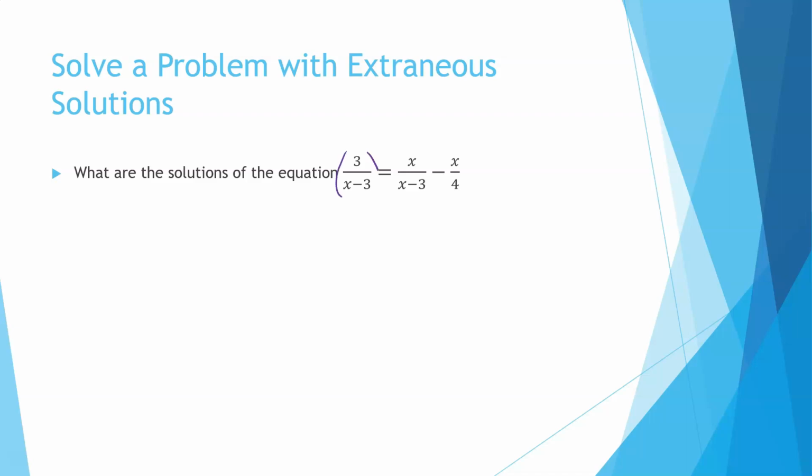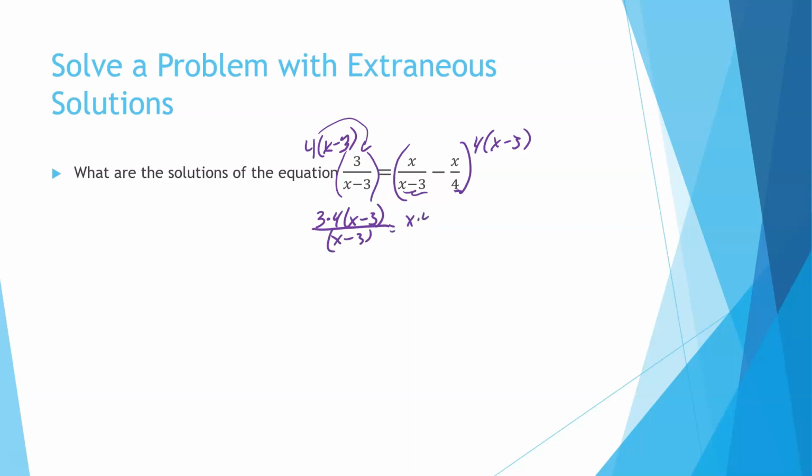Okay, so my LCD here, I have a 4 and an x minus 3. So my LCD is 4 times x minus 3. I multiply both sides by 4 times x minus 3. Again, when I distribute that, I am going to write it as 3 times 4 for right now. Obviously, I'll simplify that in a second.